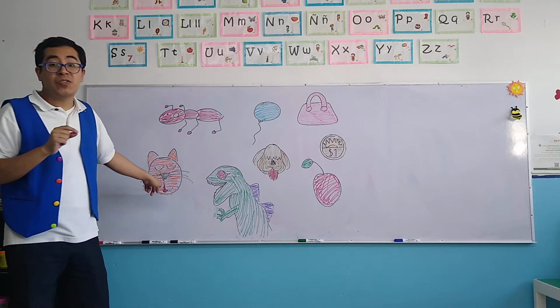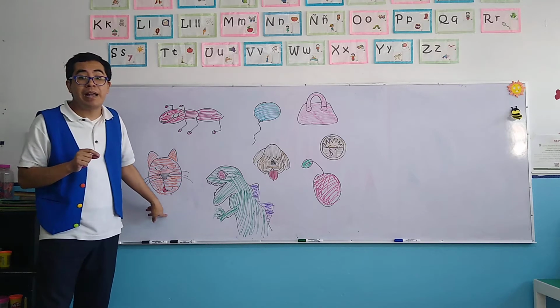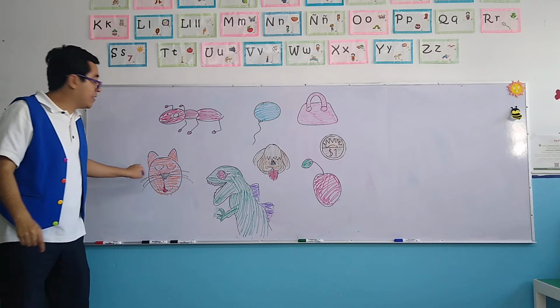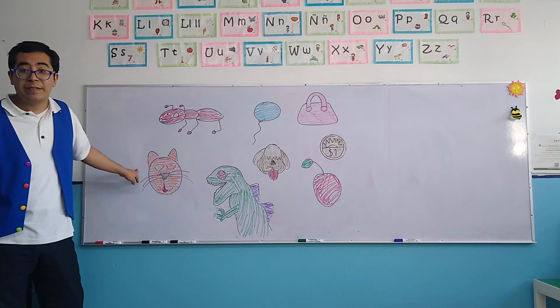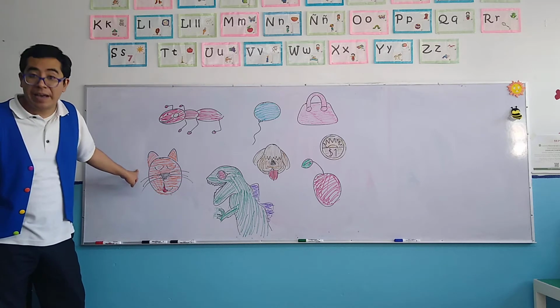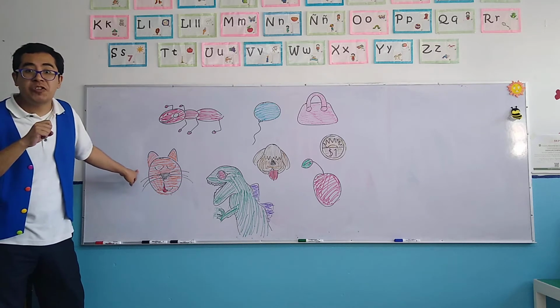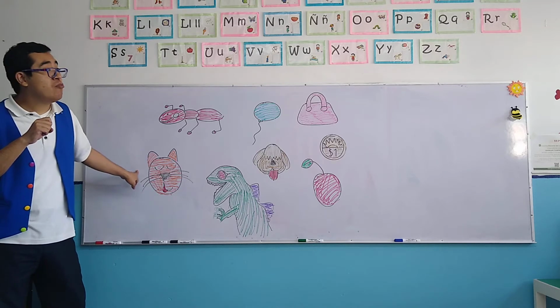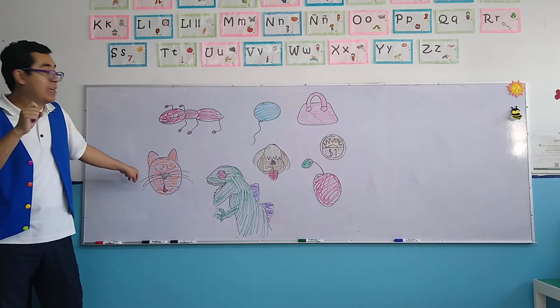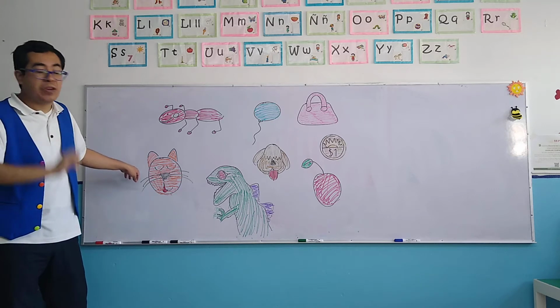Let's continue with the second. In this case, yes, it's an animal. It's a pet. What's the name of this pet? It's a cat. Can you make noises like a cat? Meow, meow. Excellent.